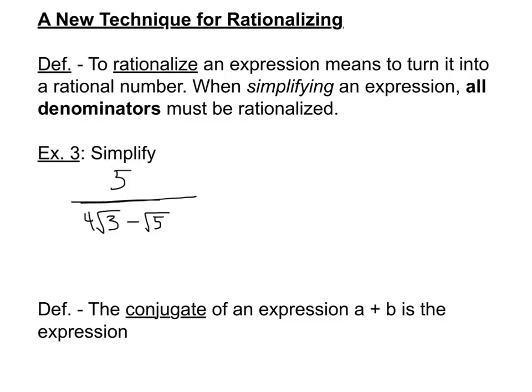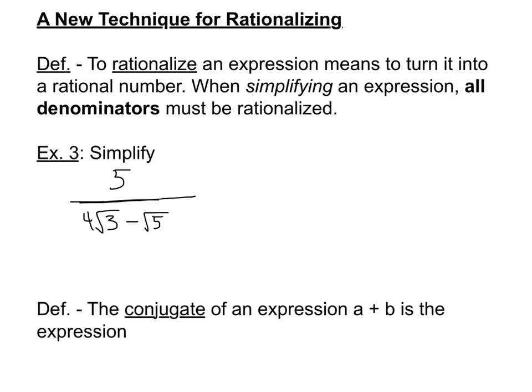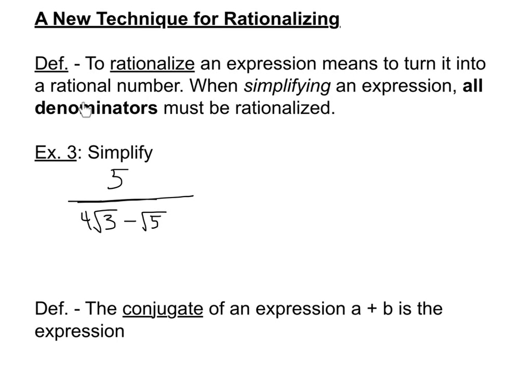Now here's a more formal statement of what I stated previously, and that's to rationalize an expression means to turn it into a rational number. Okay, so rationalize, we're turning it into a rational number, and when simplifying an expression, all denominators must be rationalized. So you can have irrational numbers in the numerator, but the denominator must be a rational number, and we don't want any radicals there. So now let's look at a little more complicated example.